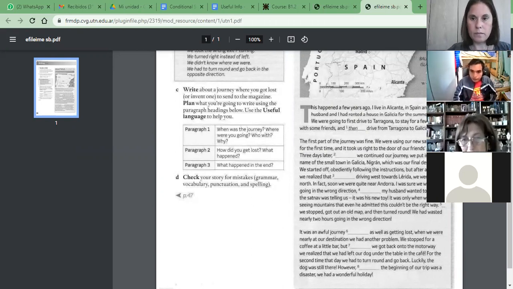Sat nav, what's the meaning? A sat navigation system is like a GPS.